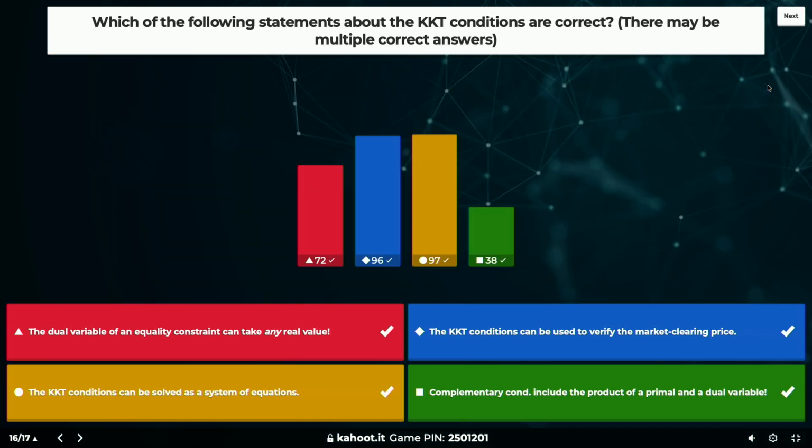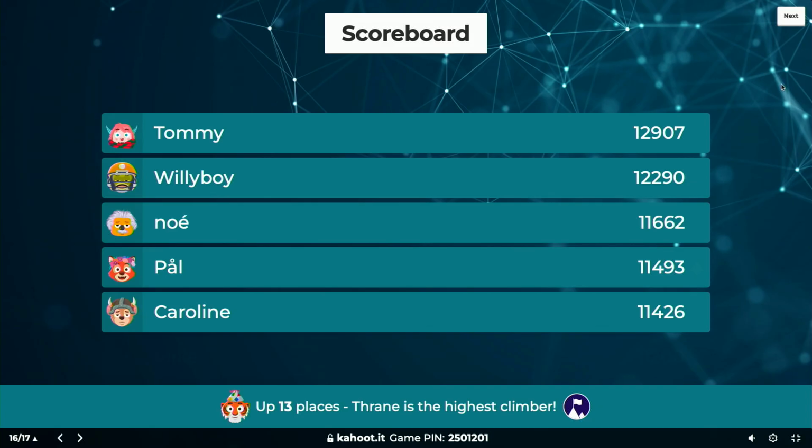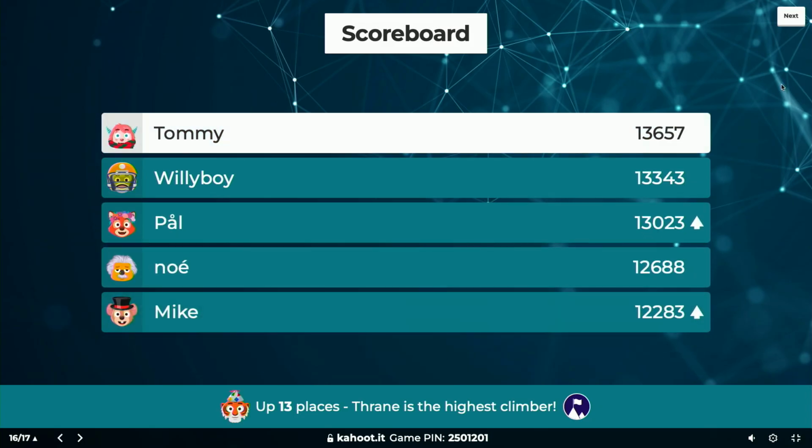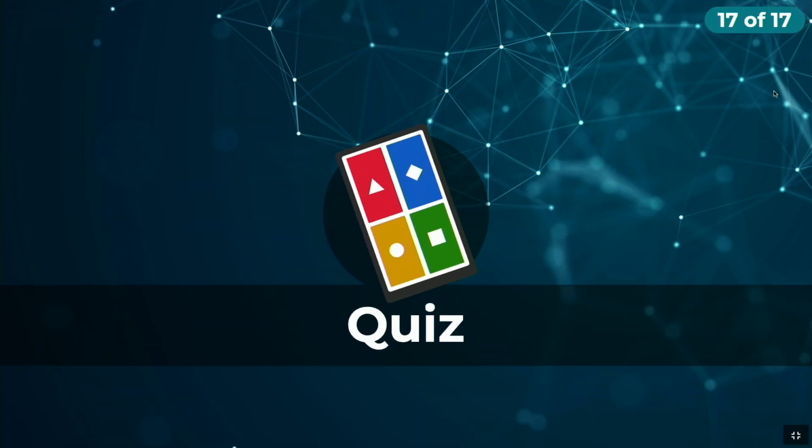Very good. All of them are correct. The dual variable of an equality constraint can be any value: positive, negative, or 0. KKT conditions can be used to verify the price. KKT conditions can be solved as a system of equations. And complementary slackness is the multiplication of dual and primal variables. Tommy first, and final question.